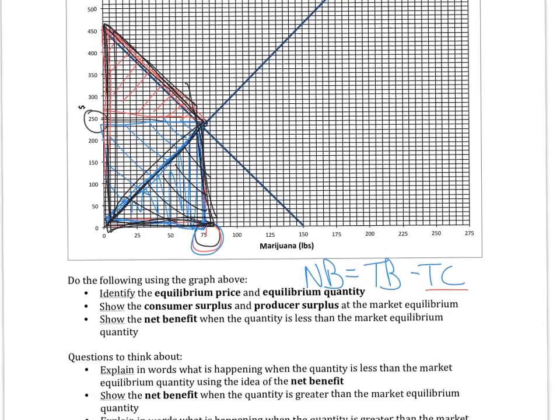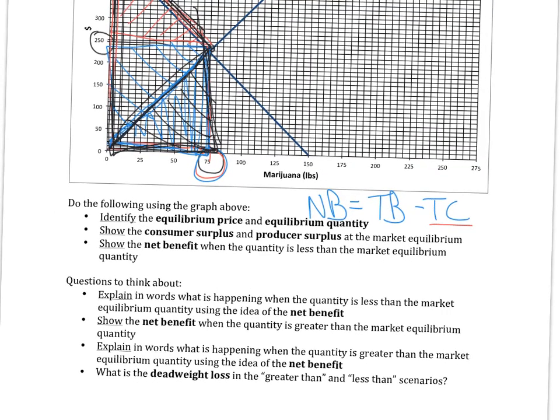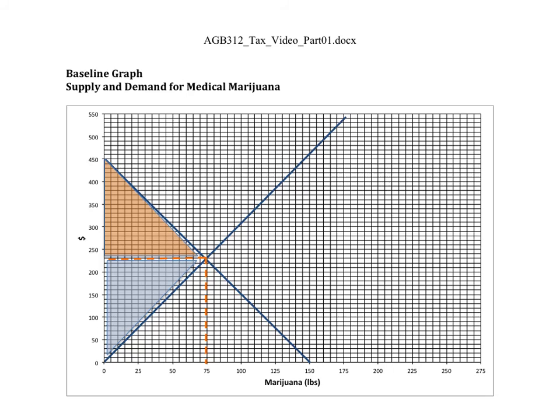Okay, so that's the basic mechanics. I would also ask you to think about what's happening when the quantity is less than the market equilibrium. How would you look at the producer and consumer surplus and how they would produce the net benefit, since the sum of producer surplus and consumer surplus is the same thing as net benefit. Anyway, just work with those, okay? And I'm going to move on to the next slide.